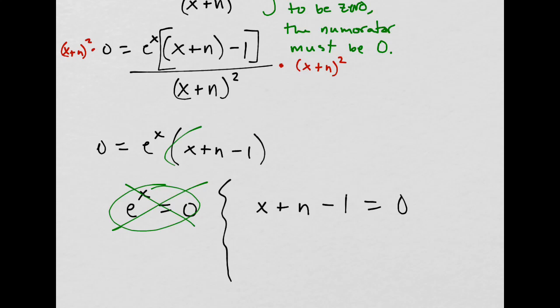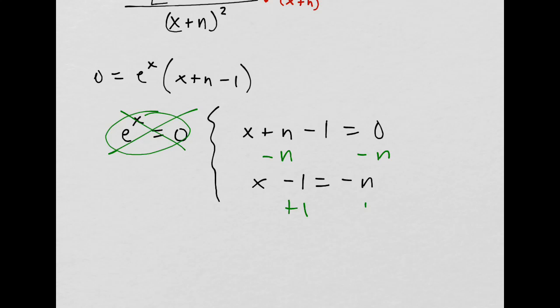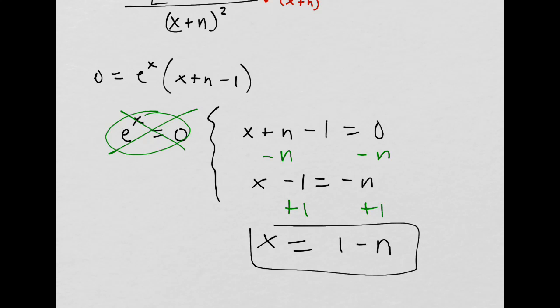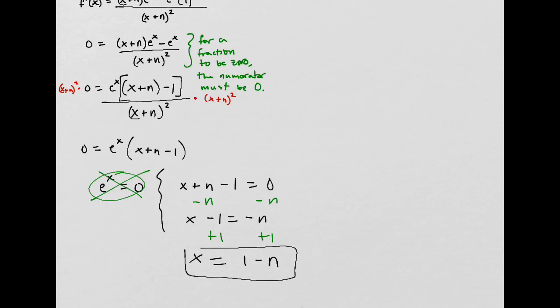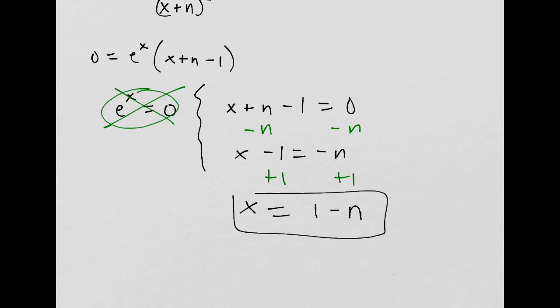So the x value that makes this part 0, I can just solve for. Subtract n from both sides. I have x minus 1 equals negative n. Add 1 to both sides. And so I have x equals 1 minus n. Okay, so that's the x value, 1 minus n. Make sure you listen very carefully to what I was saying, just because there's a lot of things going on here. So yeah, there we go. Ain't that beautiful?